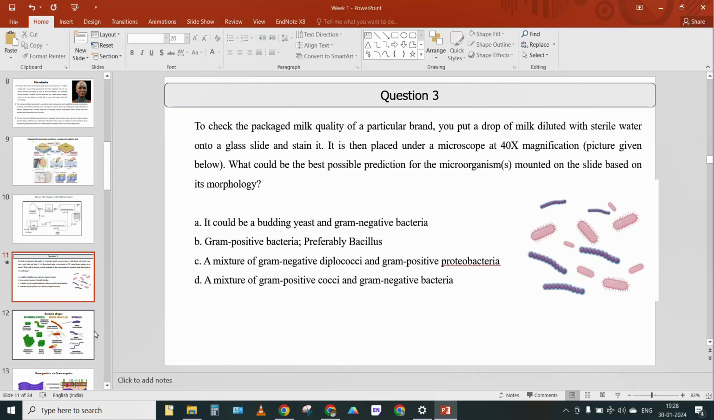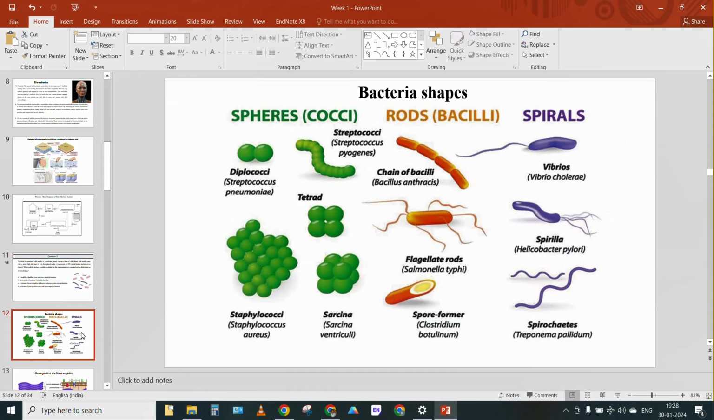So we'll go into details and I'll explain everything. Why it's gram positive cocci and gram negative bacteria. So here are the different shapes of bacteria. So we have here cocci: monococcus, diplococcus, streptococcus, tetracoccus, staphylococcus, sarcina, and in bacilli, which is a rod-shaped bacteria, vibrio, spirilla. Then we'll explain everything now.